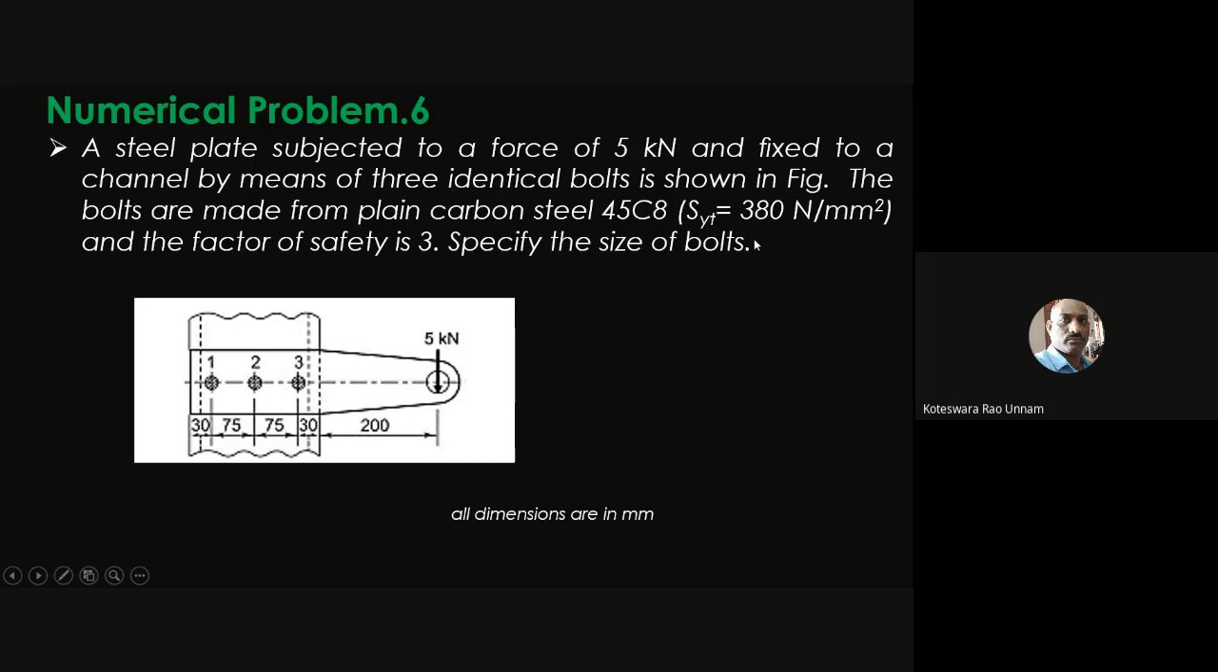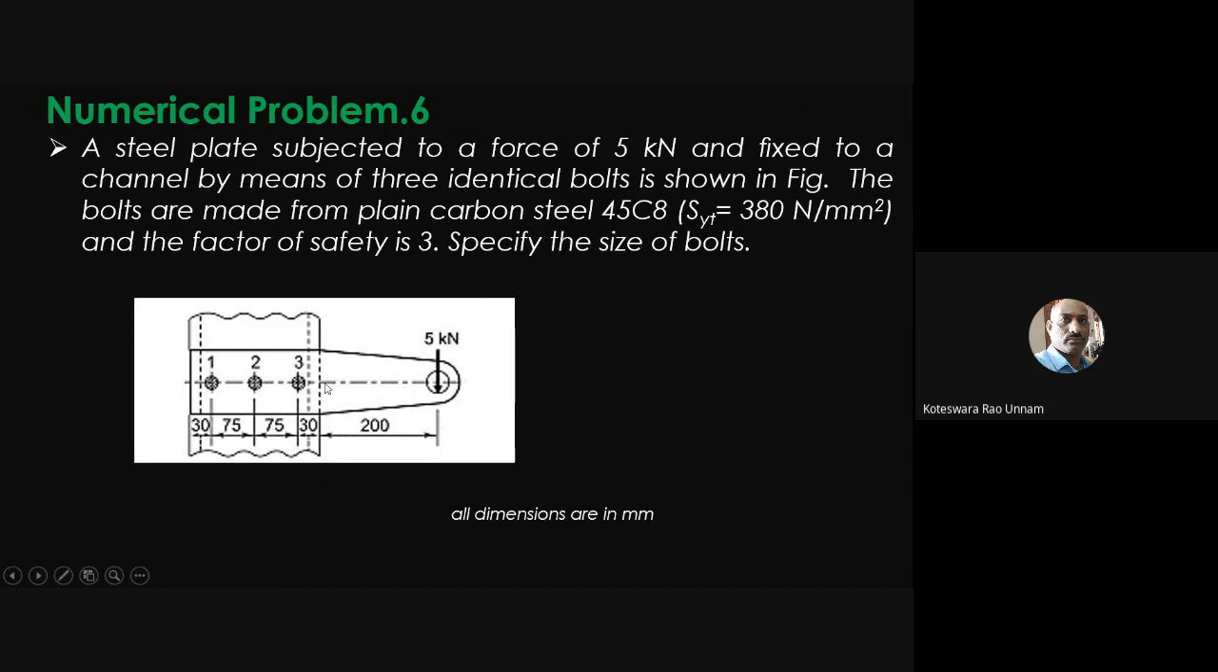Also you need to find out what is the allowable shear stress. So here SYD is given, and factor of safety is given as 3. SYD is not the allowable shear stress. SYD is the allowable normal stress. So to find the allowable shear stress, you have to use the maximum shear stress theory. That means your SYS, the yield strength in shear, is nothing but half of your SYD. So 380 divided by 2 is your SYS, and that SYS divided by the factor of safety will give you the allowable shear stress.